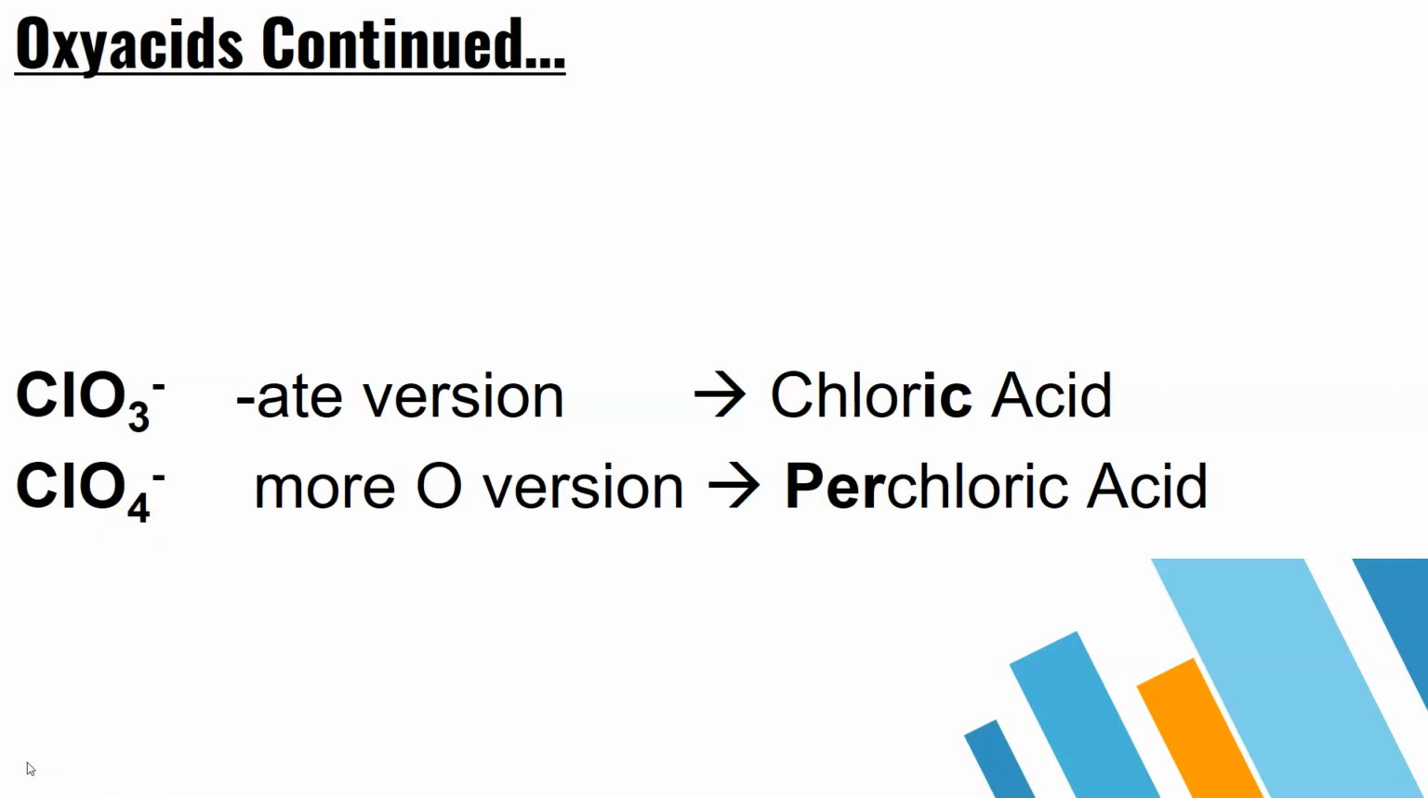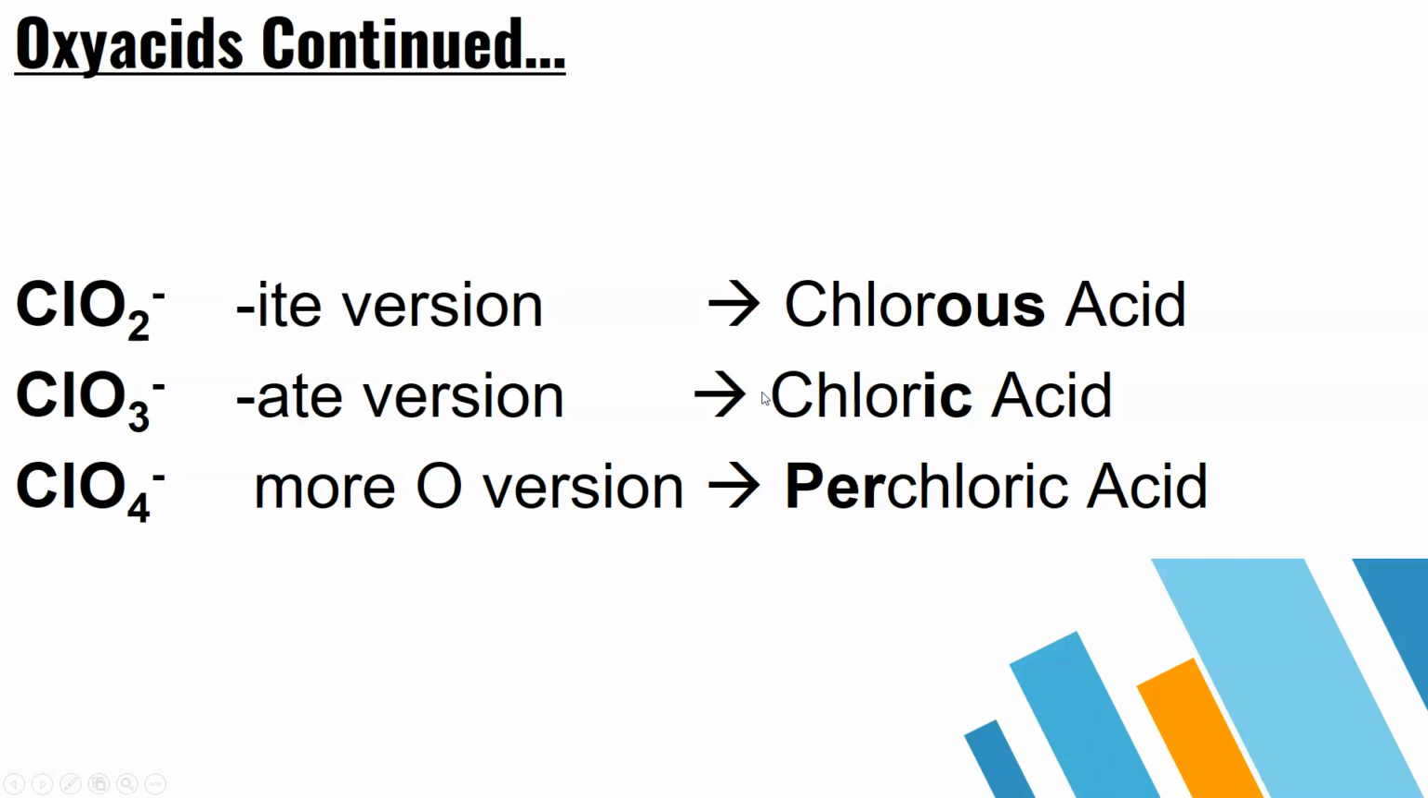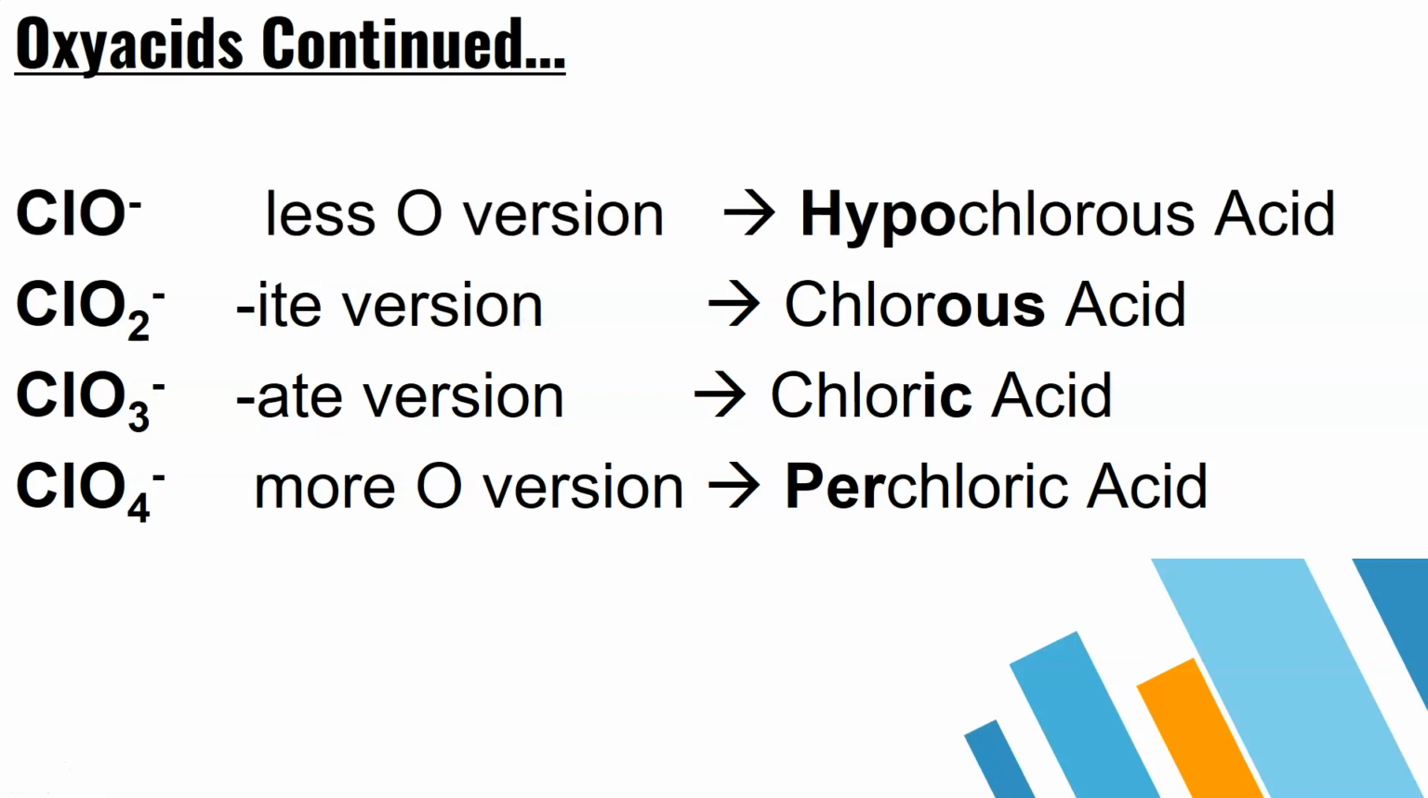What if this time, instead of the "ate" version of the ion, I had the "ite" version? So instead of 3 oxygens, I have 2. Well, if you have the "ite," you're not going to end like this. You're going to change the ending to "us." Chlorous acid. What if I took another oxygen away? What if I had one less than the "ite"? Well, then it would be hypochlorous acid.